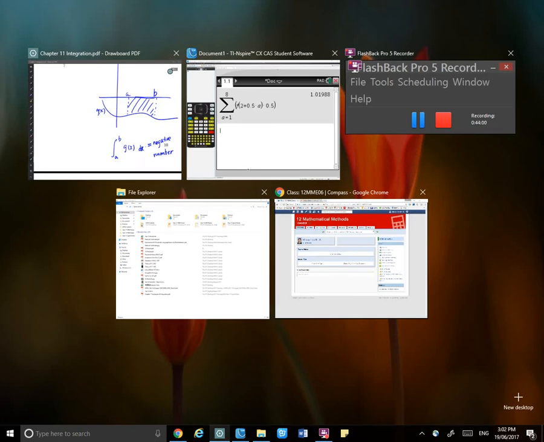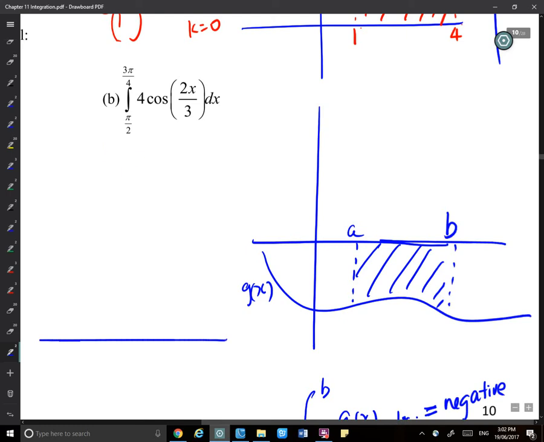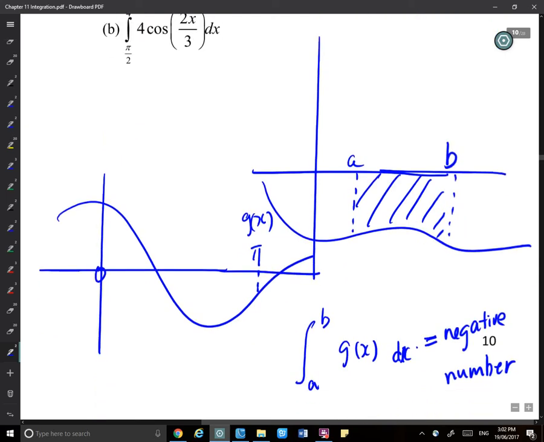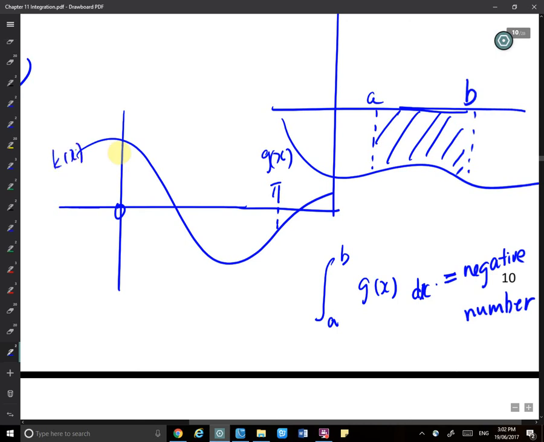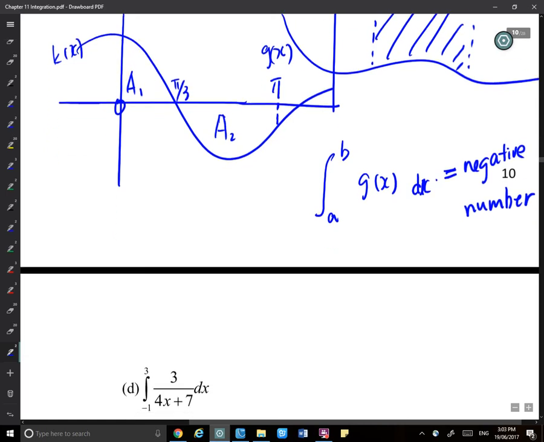So let's go a little bit beyond. Let's say now I have from the point 0 to, let's go to here, let's say that's pi. From 0 to pi, that's a k(x) graph. Let's say this actual area is A1 and this actual area is A2. This is pi over 3 or something like that.